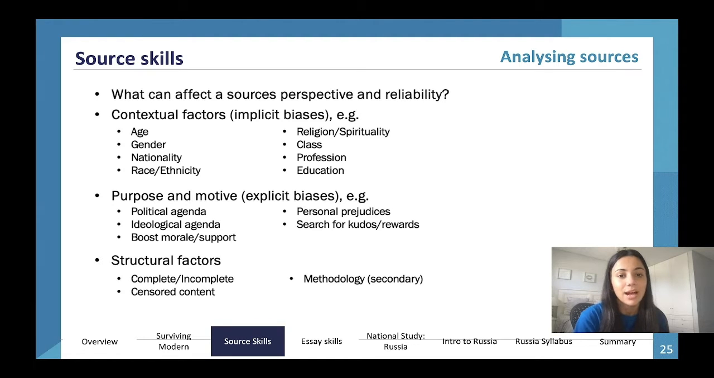Let's look at what can affect perspective and reliability. So there's implicit biases, which are age, gender, nationality, religion, class, profession, education. And then there's explicit biases, which come from your purpose and your motive of the source. So the search for rewards, personal prejudices, like to boost support or morale, ideological agendas, and political agendas. And then there's structural factors, like if content is censored, if the source is complete or incomplete, and the methodology, the secondary, if it's a primary or secondary source. Sorry, can't pronounce that word today. Methodology. Method. Anyways, let's pretend that this isn't happening.